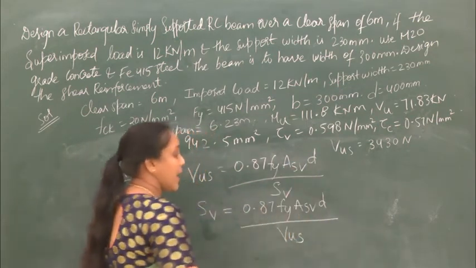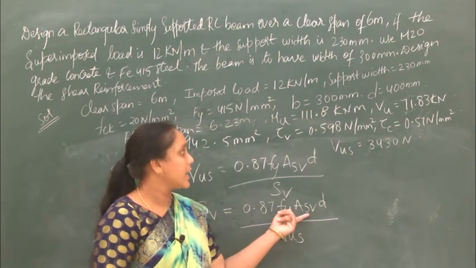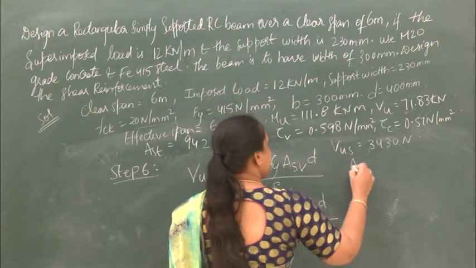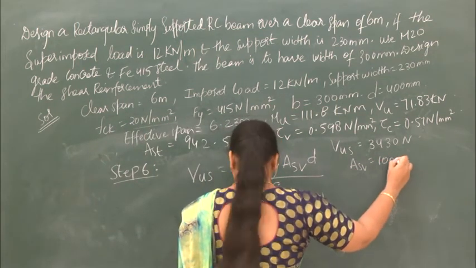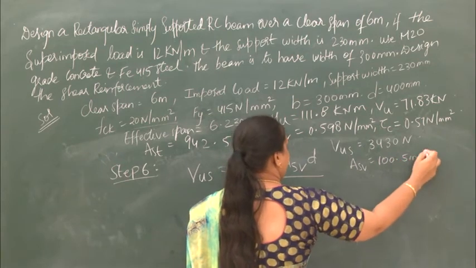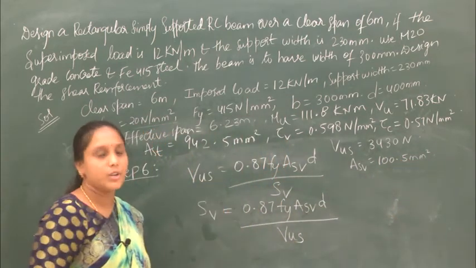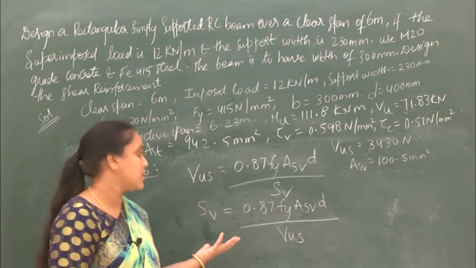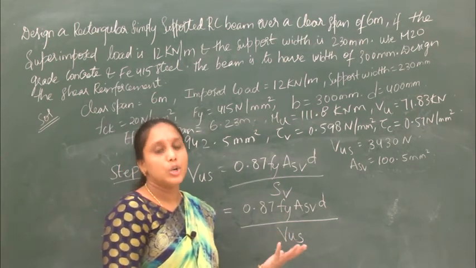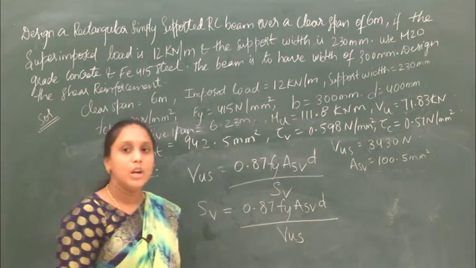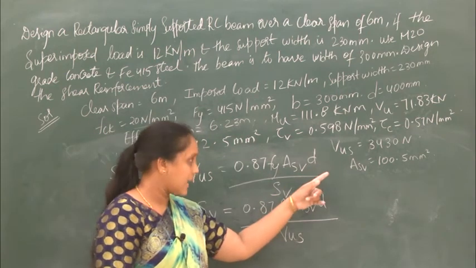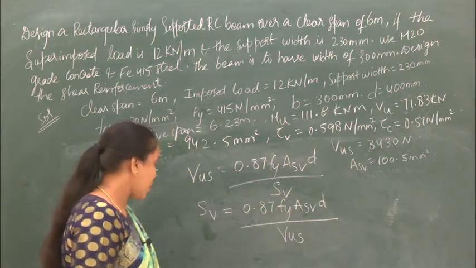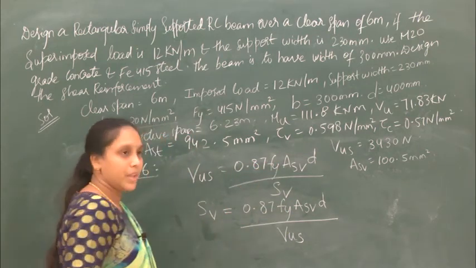So substitute all the values here. You already calculated the Asv. So substitute the value of Asv here. What is the value of Asv? What we have calculated? Asv is 100.5 mm square. And d is nothing but the effective depth which is 400. And Fy, so Fy is how much here? Suppose I am considering the grade of the stirrups as 250, Fe250. So Fy will be 250 here. And Vus we have already calculated here which is 3430 newtons. So substitute all the values here so that you will get the Sv.